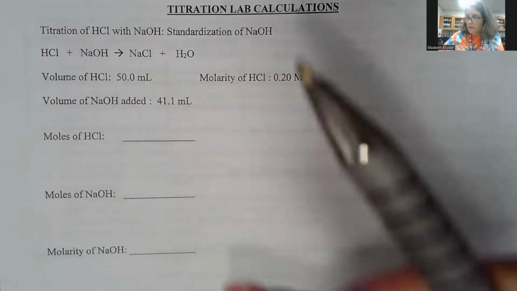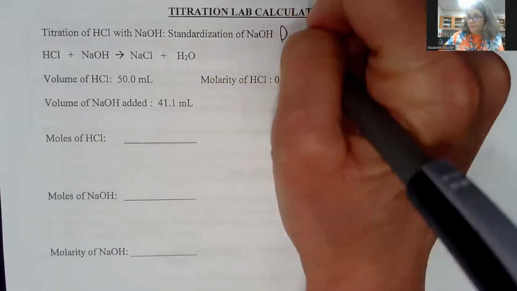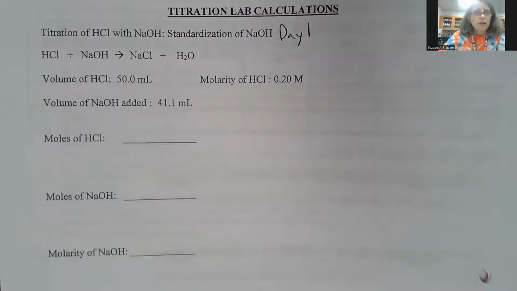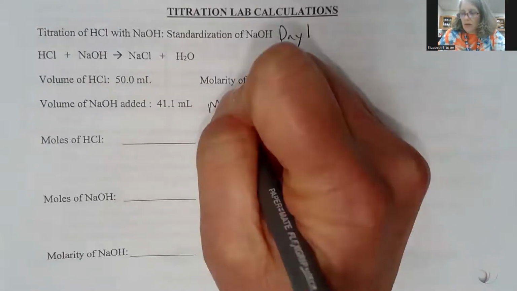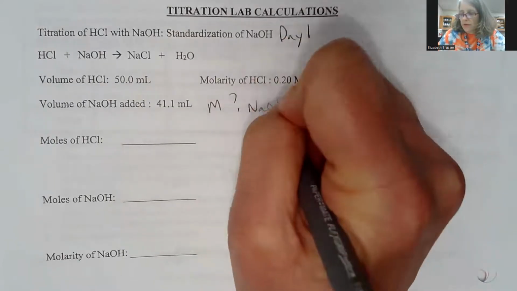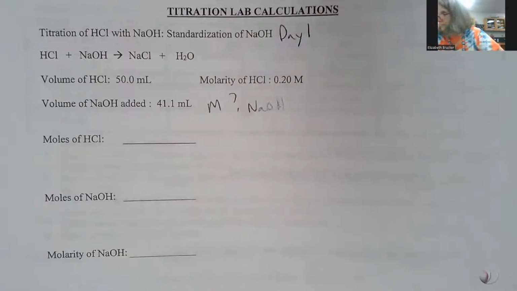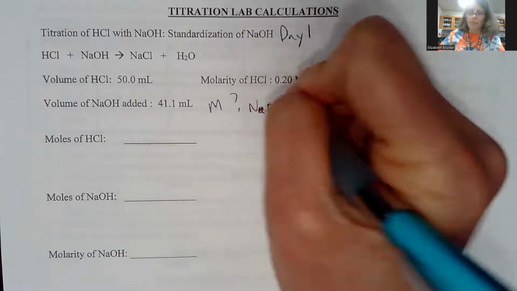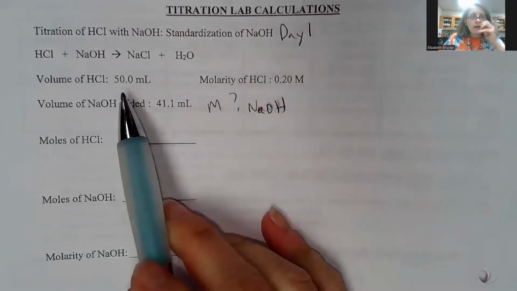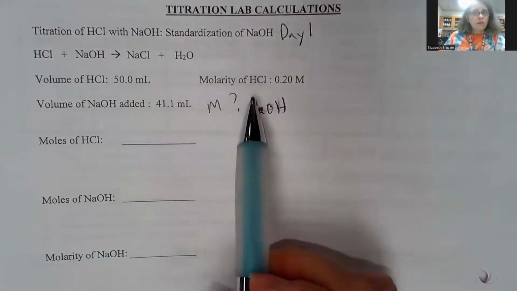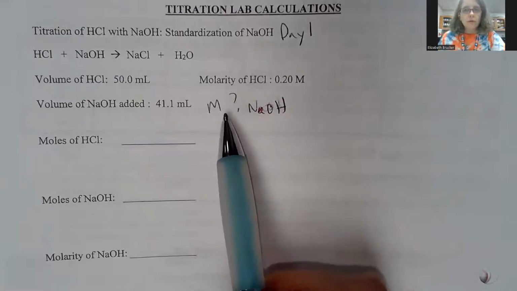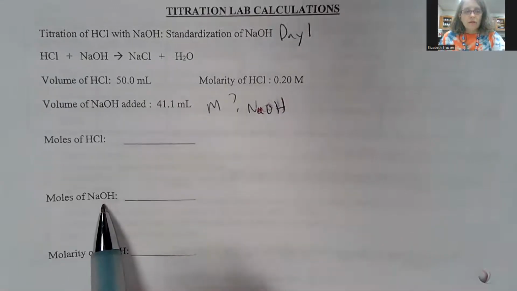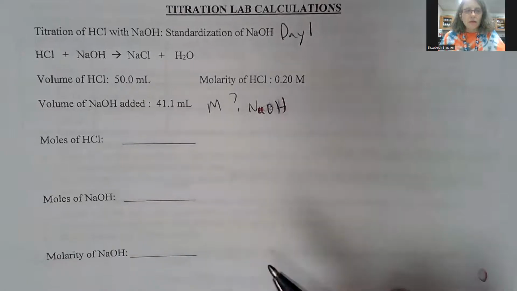So day one, if you want to write down day one, we are what we call standardizing the NaOH. What I mean by that is we are just trying to find the molarity of the NaOH. So the molarity of the NaOH is what we are going for here. It is what I call a three-step process. I am going to take the volume and the molarity of the HCl, which I know, convert it to the moles of NaOH and then find the molarity.